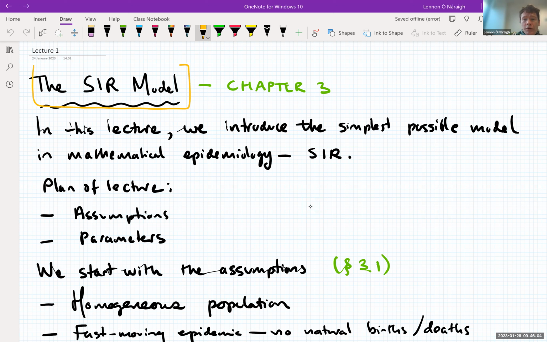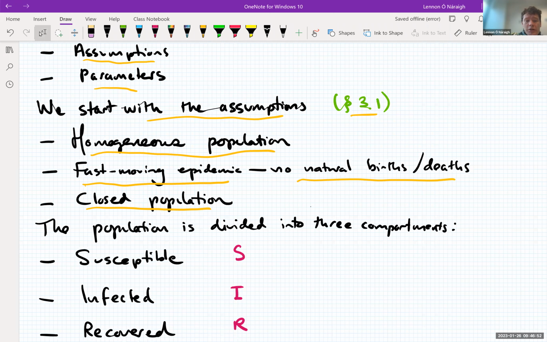We assume a homogeneous population. So we assume that every individual in the population is the same. We look at a fast-moving epidemic, so that on the time scale of the epidemic, the fact that natural births and natural deaths are occurring is not important. And then we also assume a closed population, no migration inward or outward.